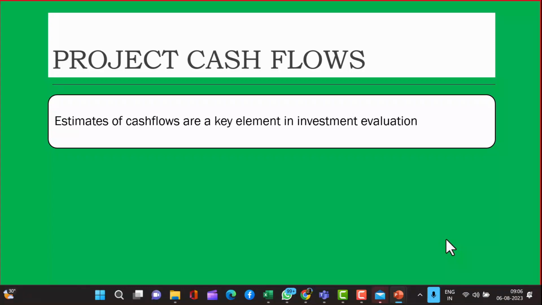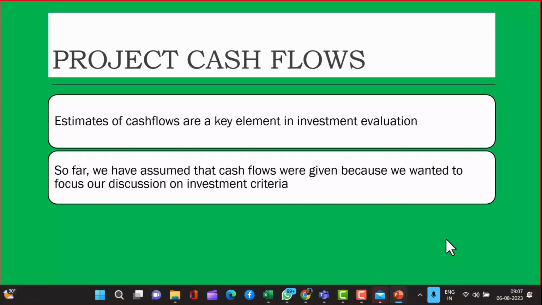Project cash flows. Can you read, Akshay? Estimates of cash flows are a key element in the investment valuation. So far, we have assumed that cash flows are given because we wanted to focus our discussion on investment criteria. So up till now, we have understood all the concepts of appraising projects through various capital budgeting techniques, like net present value, IRR, MIRR, and payback approaches, where the cash flows were all given. So now the time has come that we should understand how we calculate those cash flows.